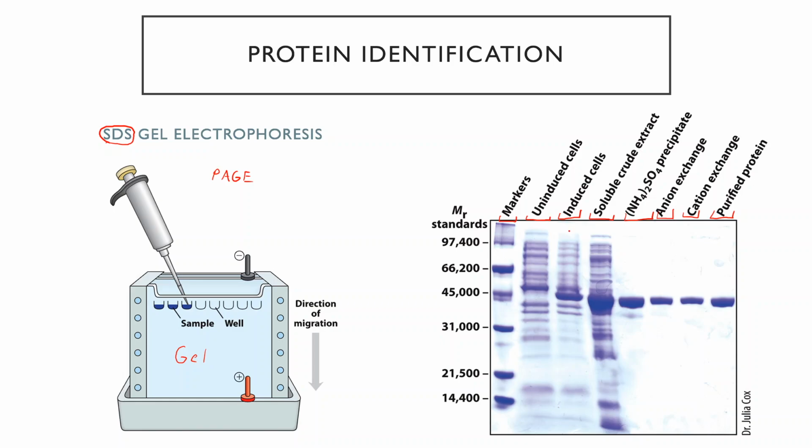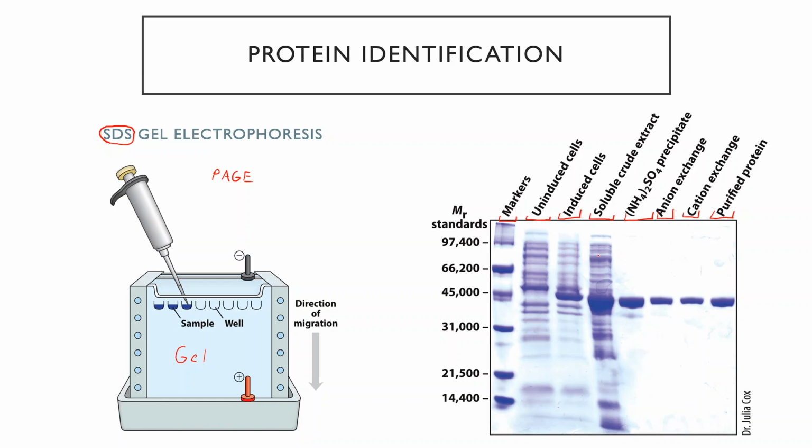And then this next column contains extract from the induced cells, which means that they did something to those cells to make them express a particular protein. What you can see is the main difference is there's this large band here, which means that inducing the cells, whatever that means, caused this protein to show up, which was not present in the uninduced cells. And then they go through different extraction methods to purify that protein.